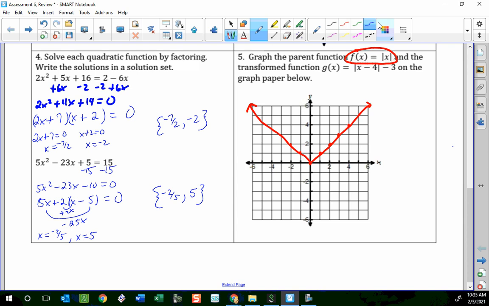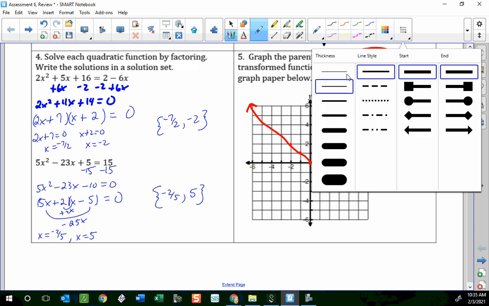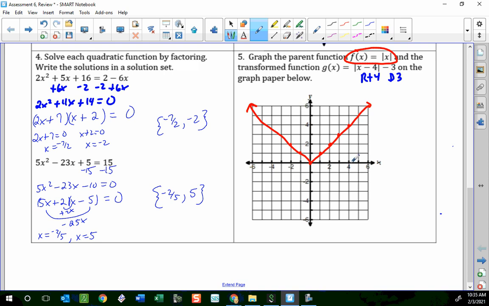And then graph absolute value of x minus 4, minus 3. That's going to move you to the right 4 and move you down 3. Okay. So right 4, down 1, 2, 3. There's my vertex. Up 1 over 1 because there's no change in the slope. No stretch or shrink.